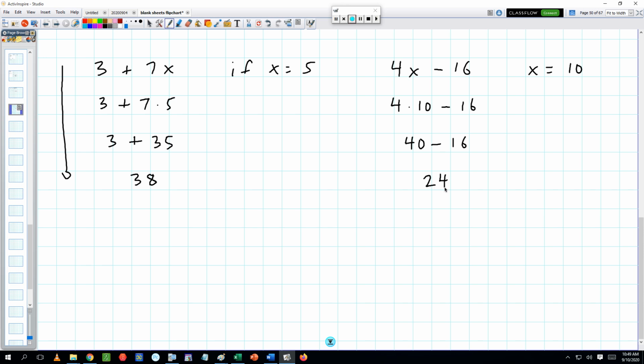So that's how we work with variables. We work with variables in formulas. We work with variables in equations. We work with variables in expressions. They're just numbers that we haven't given a value yet. That's what a variable is.